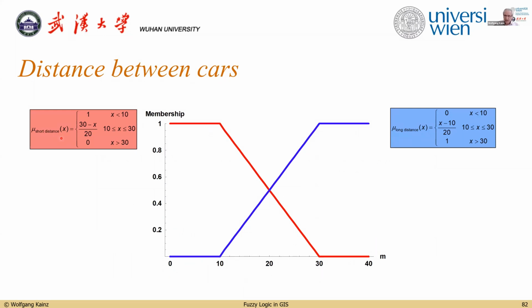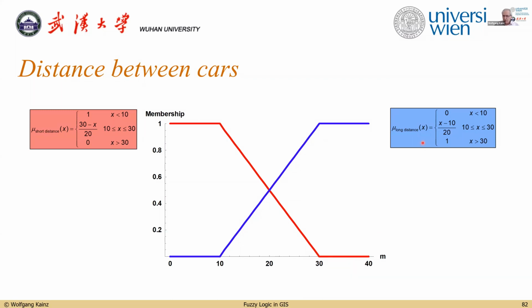Now, here are the 2 membership functions for short distance. I defined it in such a way that I say if the distance is less than 10, the distance is definitely short. Then between 10 and 30, the membership value decreases and becomes 0 at 30 and beyond. So that would be the membership function for short distance.